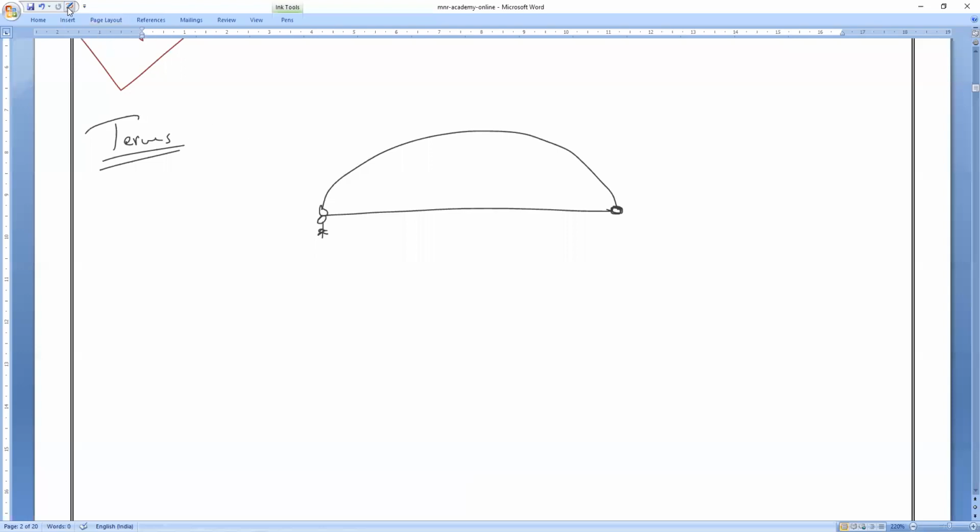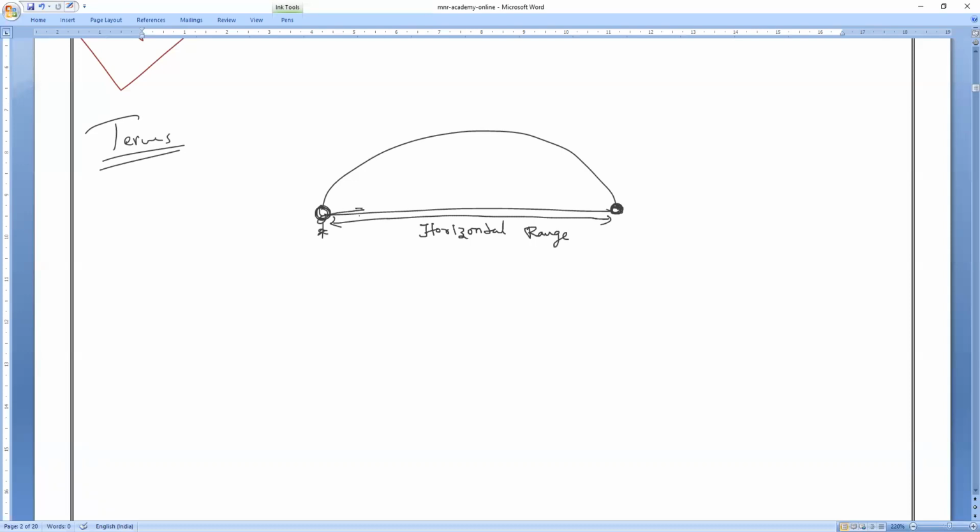Now this is the initial position of the body and this is the final position of the body. Of course, both are lying on the same surface. That distance is what we call the horizontal range. What do we call it, everyone? We call it horizontal range.